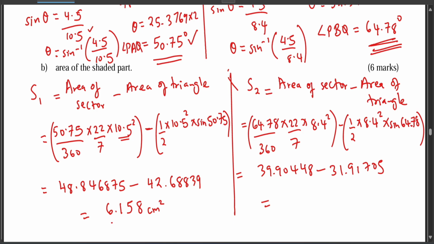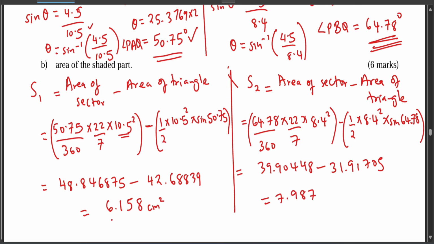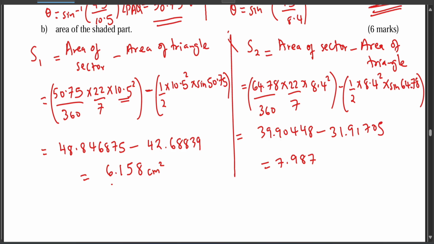Right. Let me just confirm again. I've confirmed and I think it's true. Okay, so yeah, the answer here should be 7.987. Now, for you to get the area of the shaded part, you take segment 1 plus segment 2.